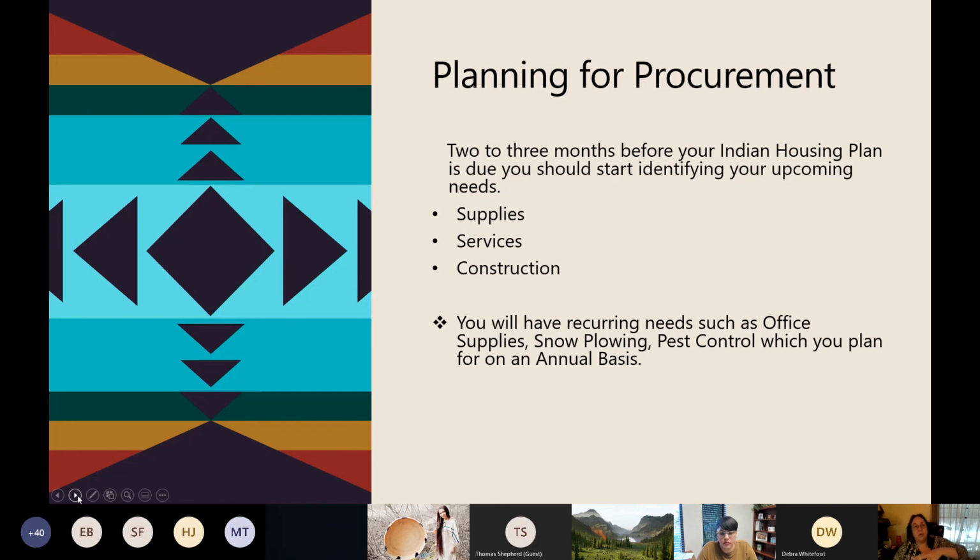Two to three months before you put forth your Indian housing plan, and before it's due, the director should try to start identifying your upcoming needs as far as supplies for the next year, services. What kind of construction are you going to do? You're going to have recurring needs. In this area, it would be office supplies every year, snow plowing, snow shoveling every year, pest control, perhaps.